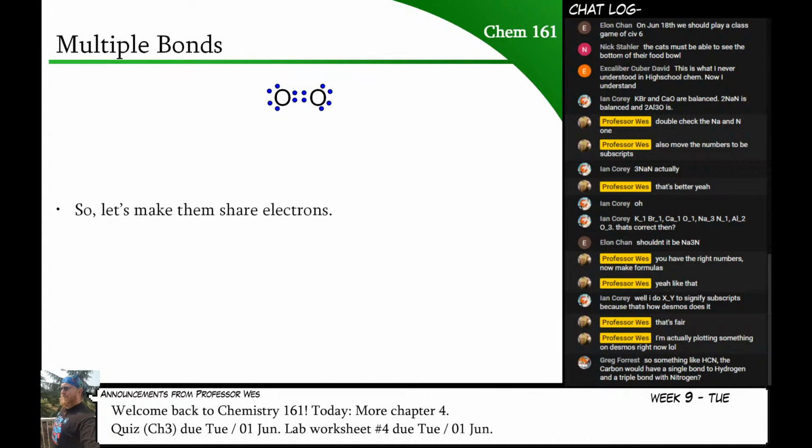Now, instead of drawing 4 dots in the middle, so there's 4 electrons shared, I could instead write that as a double bond. Because each line represents 2, right? So we'll do that.